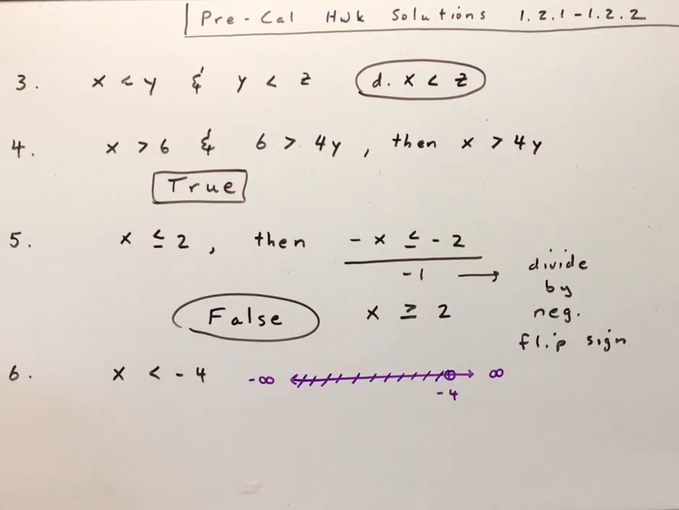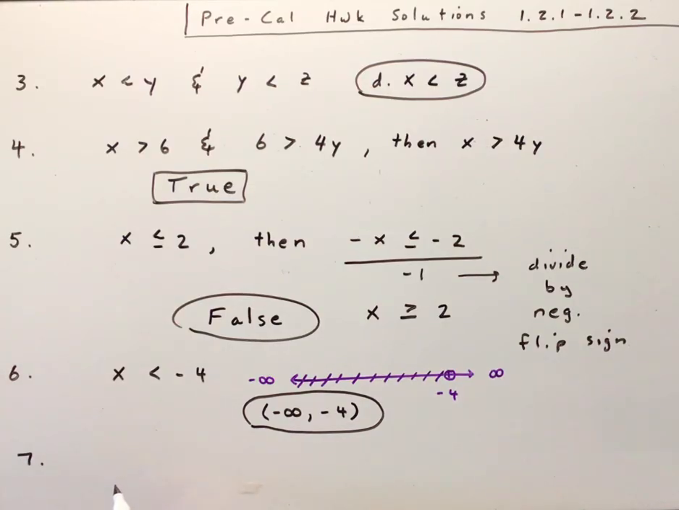So to express this using interval notation, it would be negative infinity to negative 4, and because it's not less than or equal to, we would put a parenthesis and not a bracket. If you're not sure, just draw out a sign line, and the one that's on the left goes on the left side of the interval, and the one on the right goes on the right side of the interval.